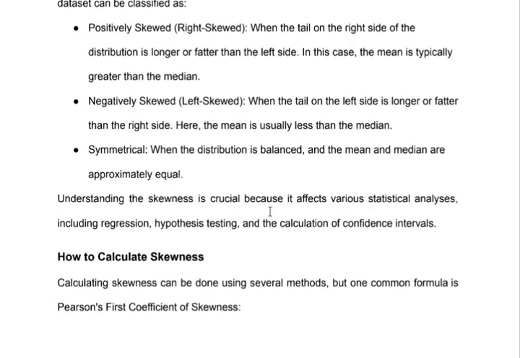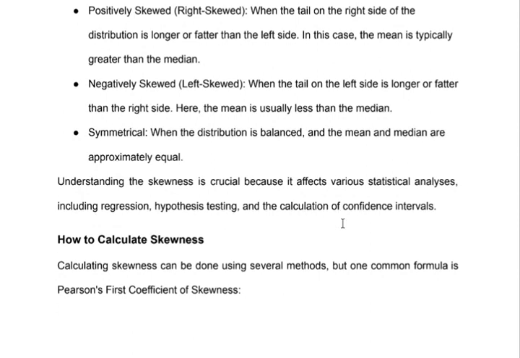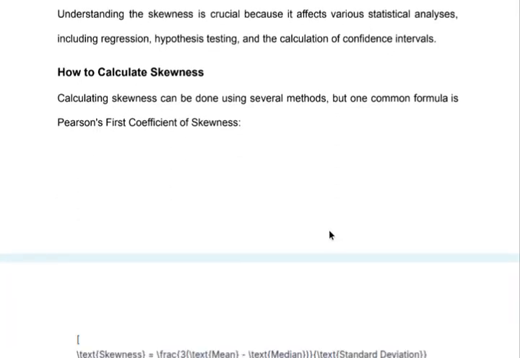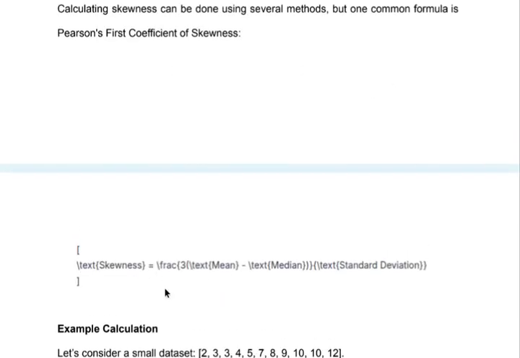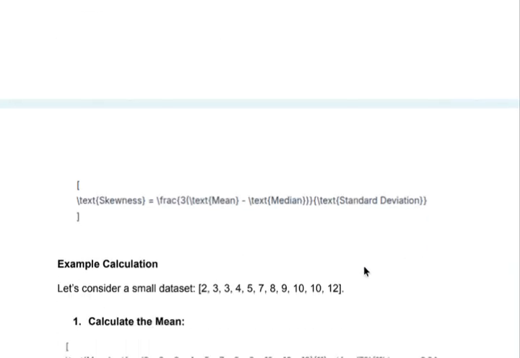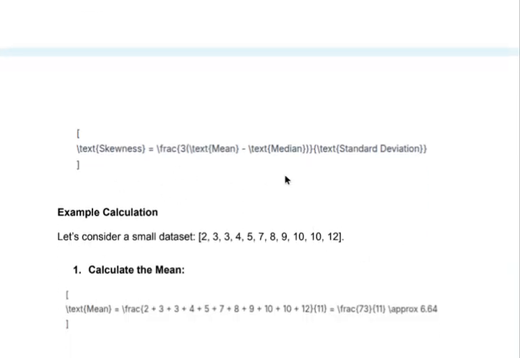Understanding the skewness is crucial because it affects various statistical analyses, including regression, hypothesis testing, and the calculation of confidence intervals. How to calculate skewness. Calculating skewness can be done using several methods, but one common formula is Pearson's first coefficient of skewness. Basically, in this formula the skewness is determined by dividing the product of 3 and the difference between mean and median by the standard deviation of the dataset.